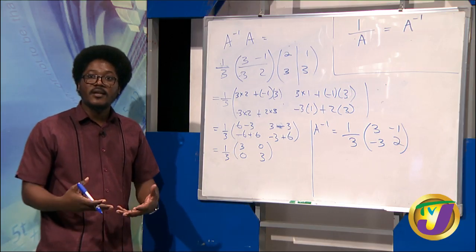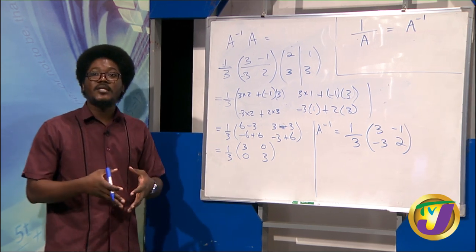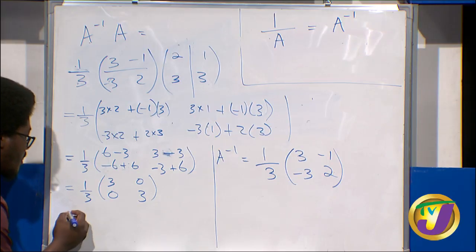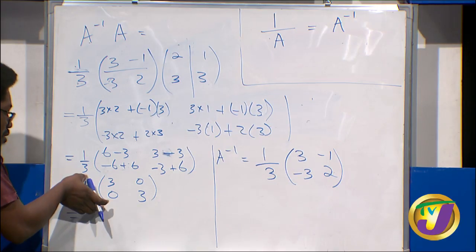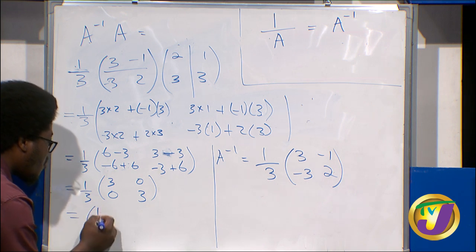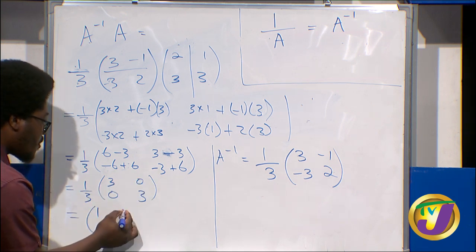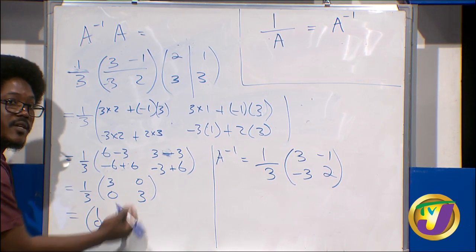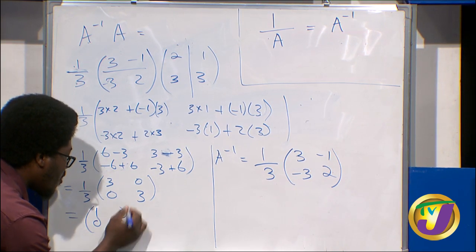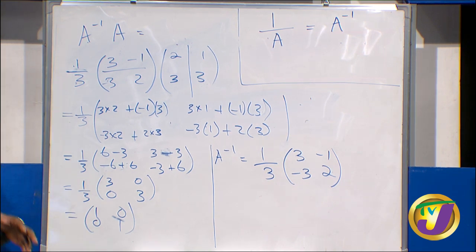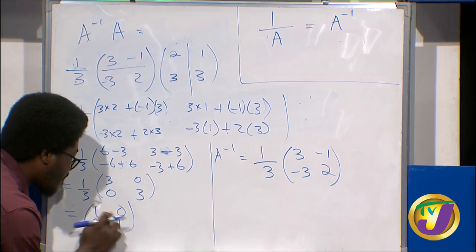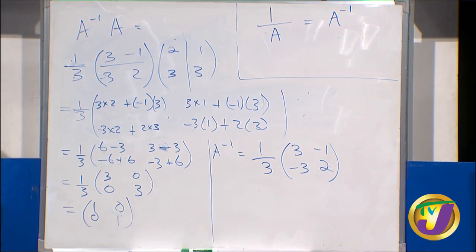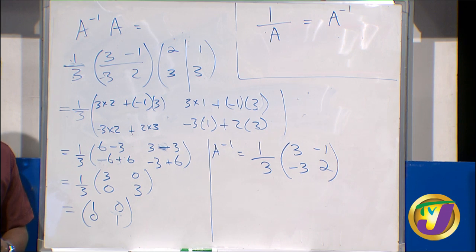Remember, when we have a scalar in front of our matrix, it means that we're going to multiply each element in the matrix by the scalar. And that is going to give us a third times 3 gives us 1. A third times 0 gives us 0. A third times 0 is also 0. And a third times 3 is 1. Now, this looks like something that we've met before. 1, 0, 0, 1. This is the identity matrix for all 2 by 2 matrix.